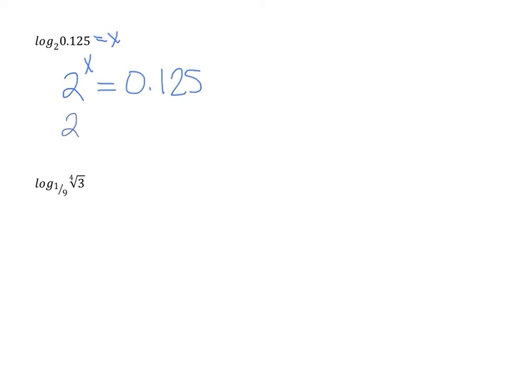So we'll say 2 to what power is equal to 1/8? Well, to go from a whole number to a fraction, this x is going to have to be negative. So 2 to what power is 8? Well, it's cubed. So 2 to the negative third power is 1/8, which means that x is equal to negative 3.